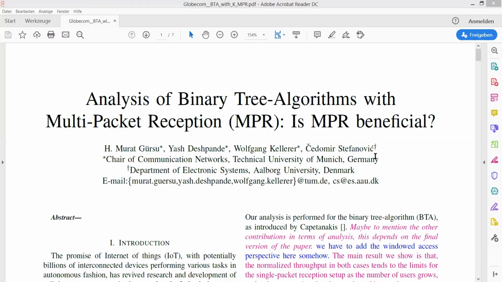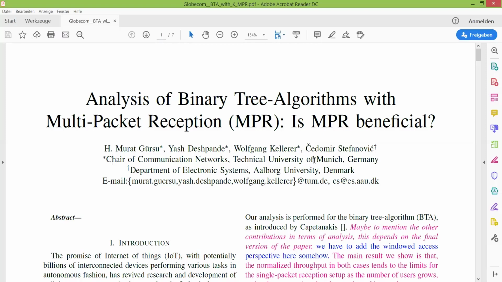And now the question is how this multi-packet reception affects the access algorithms. In that sense, random access algorithms. Chetomir has already worked with multi-packet reception using slotted Aloha. Basically, what he showed with slotted Aloha is, I don't have quick access to his paper, so I couldn't open it. So you have to believe me for saying this. But he shows that increasing MPR increases the throughput of slotted Aloha in general.